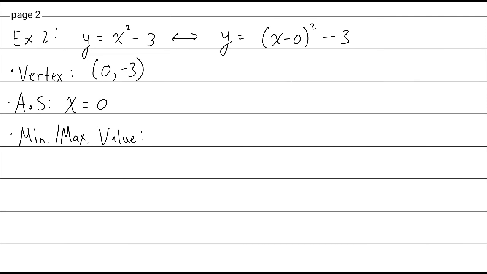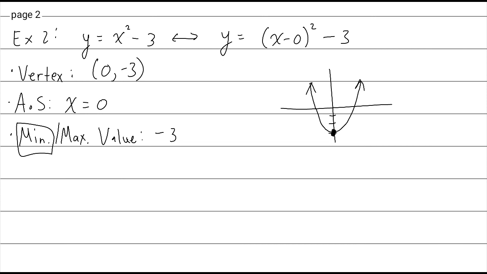And since I have a positive 1 in the front, it opens upward. 0, 1, 2, 3. There's my vertex. It opens upward, so that's something like that. It's easy to see now that that vertex point is my minimum value, and it equals negative 3. So that's all there is to that.